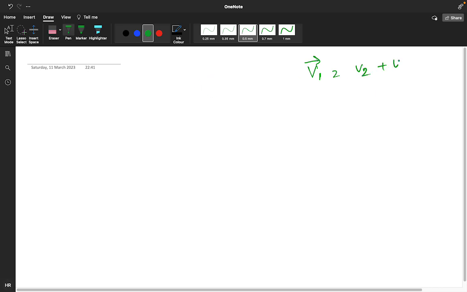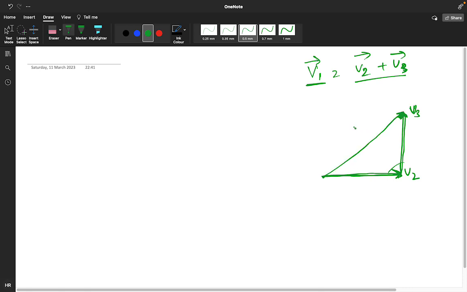Vector V1 is the addition of vector V2 plus vector V3, so you have to represent it in the form of V2 plus V3. Suppose this is your vector V2, going this side, and this is your V3. So one vector is completed, then we take another vector at some particular angle, and the resultant from this tail to this head will give you V1.